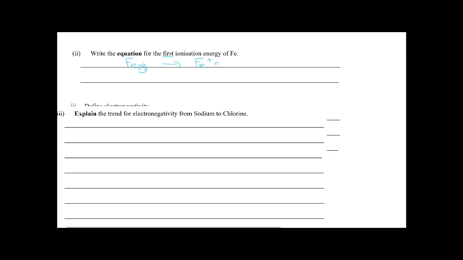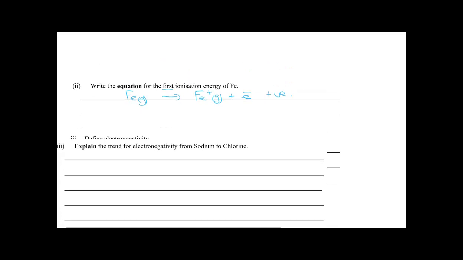So it'll go to Fe+, notice we're in gaseous states, plus an electron. There is an energy associated with that, and that would usually go next to it, and that would be some endothermic value, some positive value for that, because it always takes energy to remove an electron.